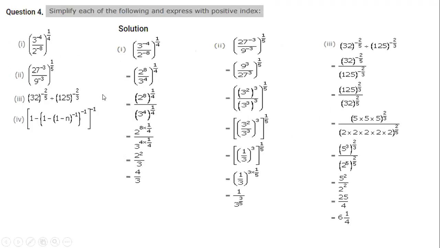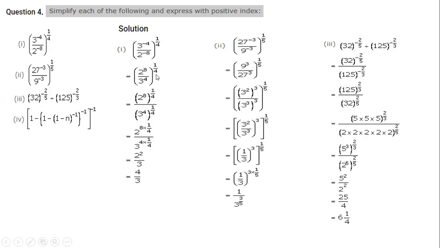See the question number 4. We have to simplify each. Simplify each means we have to solve, but express with positive index. That means power should be positive. See, here 3 power minus 4 divided by 2 power minus 8, but whole power is 1 by 4. Power should be positive. So just rewrite this expression as 2 power 8 divided by 3 power 4. This is according to the negative laws of exponent. We have done that one.